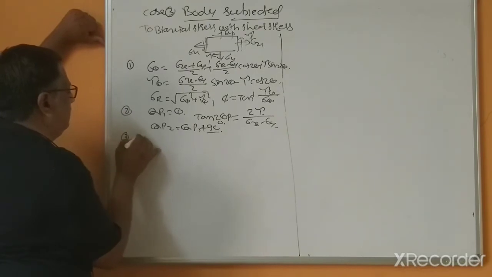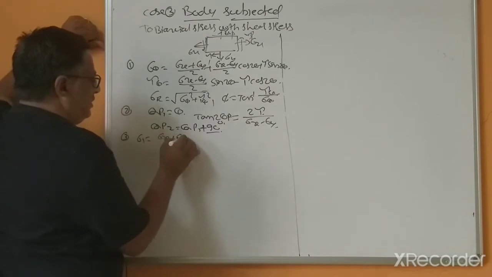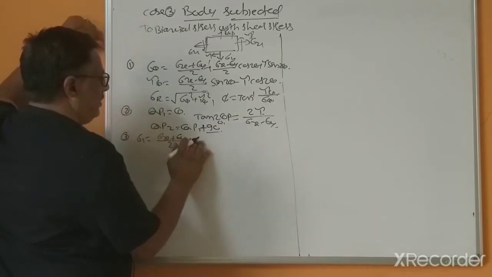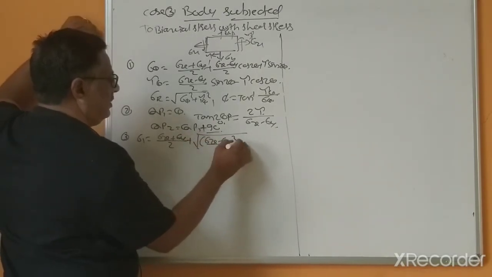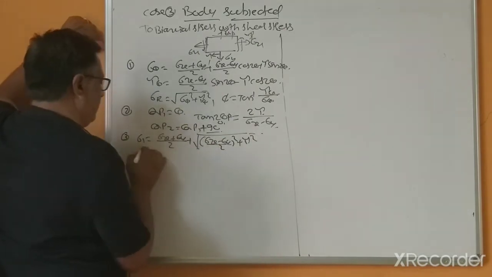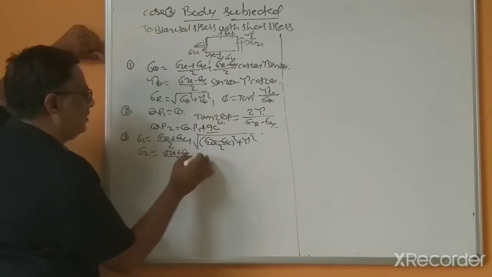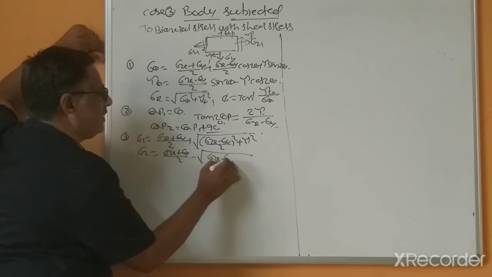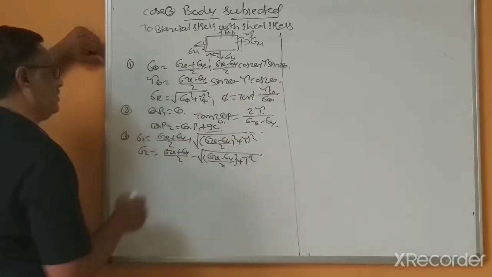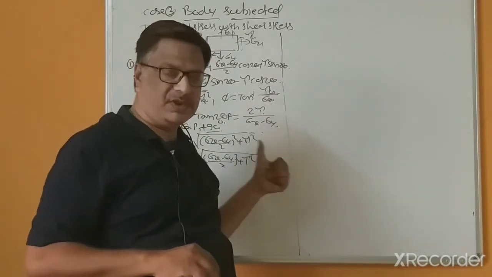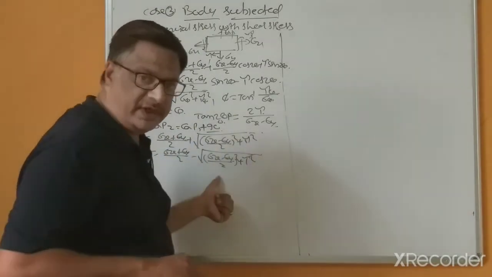Third bit, maximum principal stress equal to sigma 1 equal to sigma x plus sigma y divided by 2 plus under root sigma x minus sigma y divided by 2 bracket square plus tau squares. Sigma 2, now only the sign changes here, this is negative. So this is maximum principal stress and minimum principal stress, or major principal stress and minor principal stress, right?